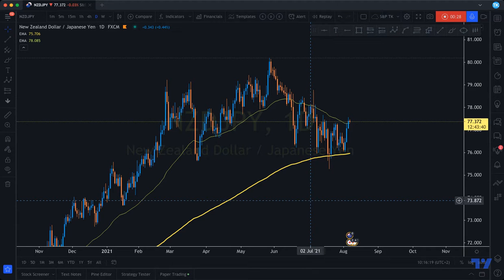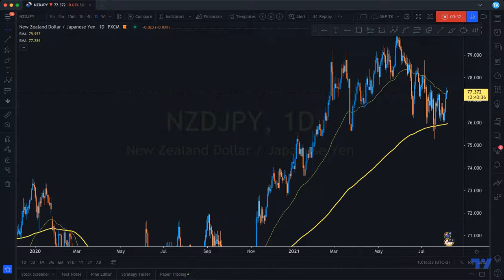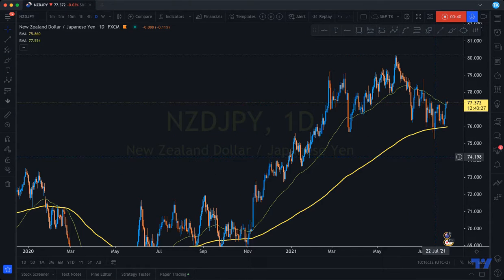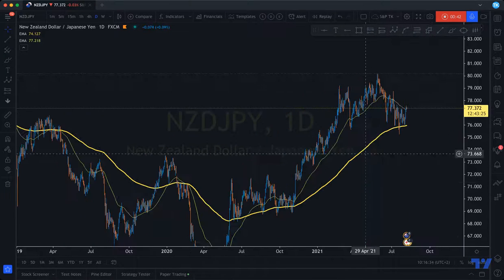Today, I just want to focus on NZD Japanese yen, in which I will consider a short operation, a short trade. Now I'll tell you why.